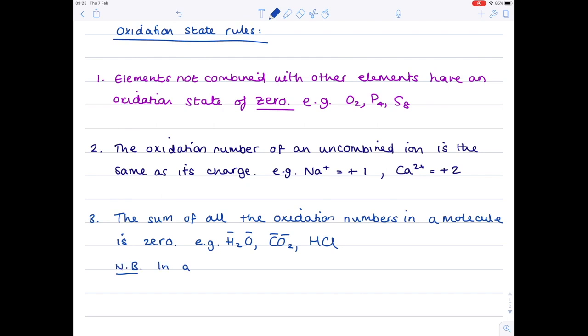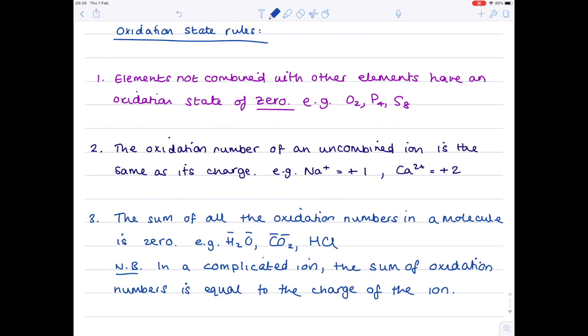NB, linked to this point, we need to consider more complicated ions, so ones which contain 2 or more elements. In a complicated ion, the sum of oxidation numbers is equal to the charge of the ion. Taking the ion SO4 2-, the sulfate ion, if you add the oxidation number of sulfur to 4 lots of oxygen, you'll have a net charge of 2-. For the nitrate ion, if you add the oxidation number for nitrogen to 3 lots of oxygen, you'll have a net charge of 1-.